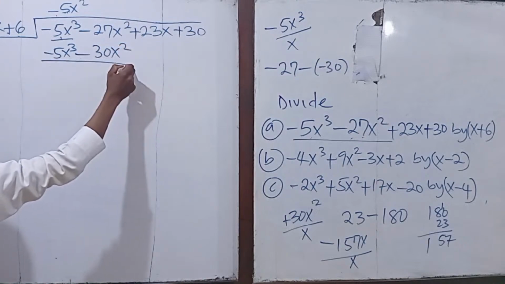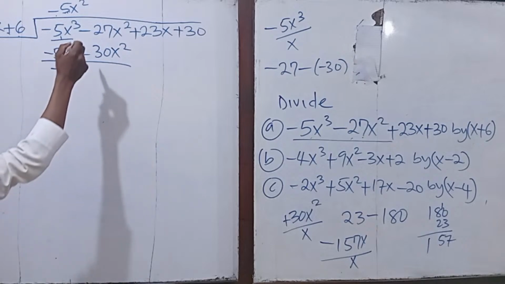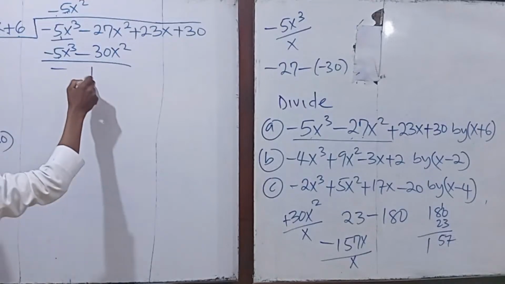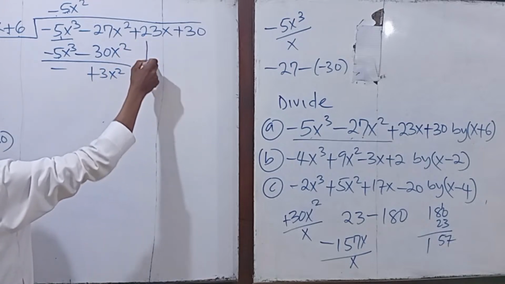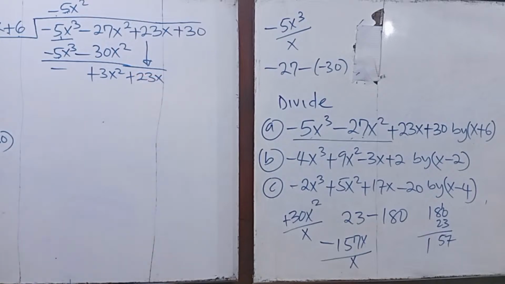Then you do your subtraction. This minus this, that's 0. Then minus 27 minus 30, that's a plus 3x squared. Then you bring the next item down, that's a plus 23x.